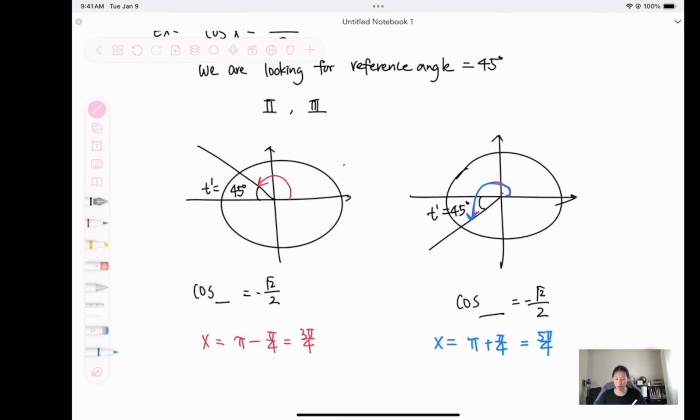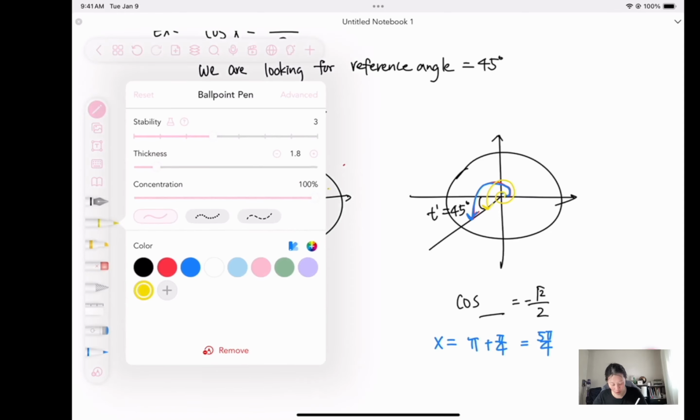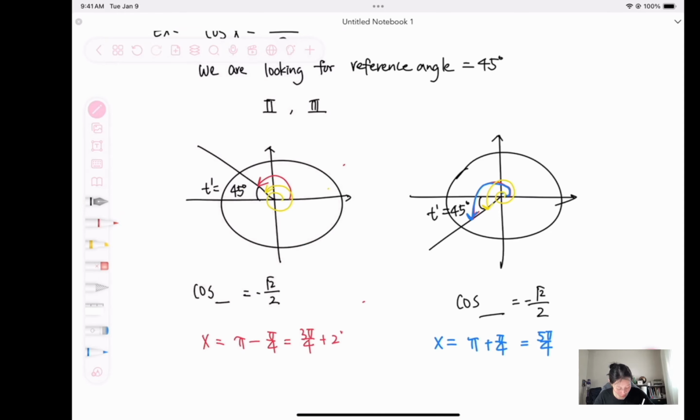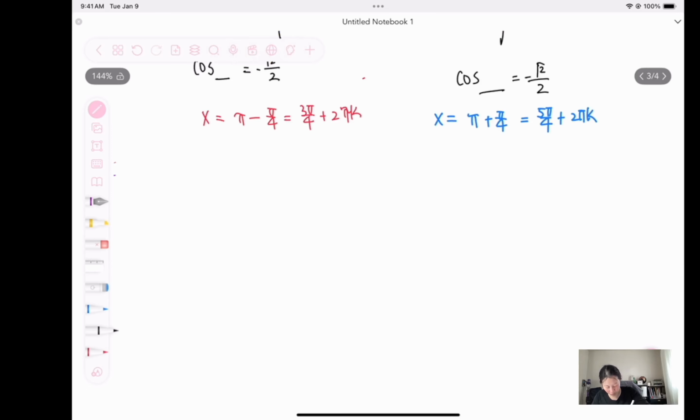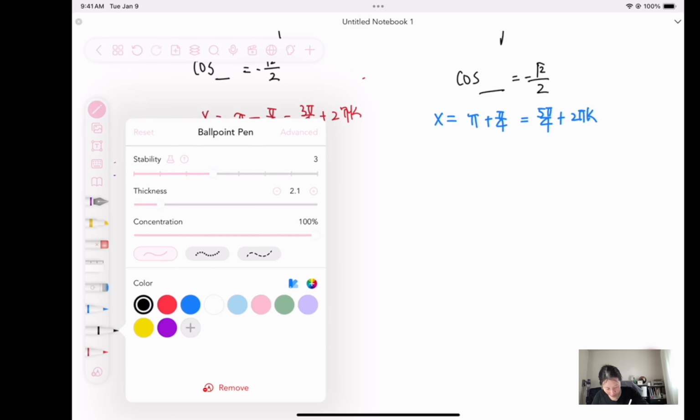But that's not done. Remember what we talked about earlier? Because they will repeat, this angle is also a solution, right? Add another 2 pi. Similarly to here, this one also will be a solution if you keep adding it. So that means the final solution should be at 2 pi k on each side, because you repeat every 2 pi. Oops, let me make it a little bit thicker.